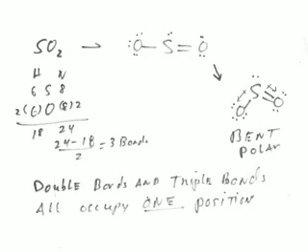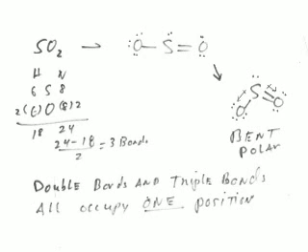But that's not the shape of the molecule. The lone pair is invisible. We only see the sulfur and the two oxygens. And the bond angle between the two oxygens is only going to be about 120 degrees, since it's a trigonal planar arrangement of the electrons. And so the molecule is going to end up being bent. That's the shape of the molecule.